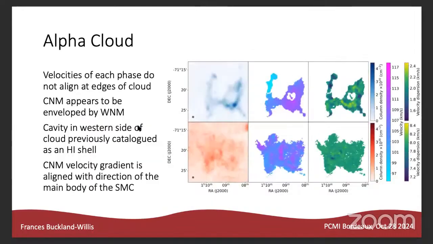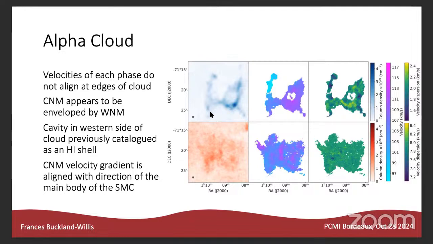And so this is just an example of what these solution maps look like. So we can create column density here on the left, velocity in the center, and then on the right, the velocity dispersion. So then we can look at each phase of the cloud, and we can see how the velocity trends look between the phases and what the column density looks like.